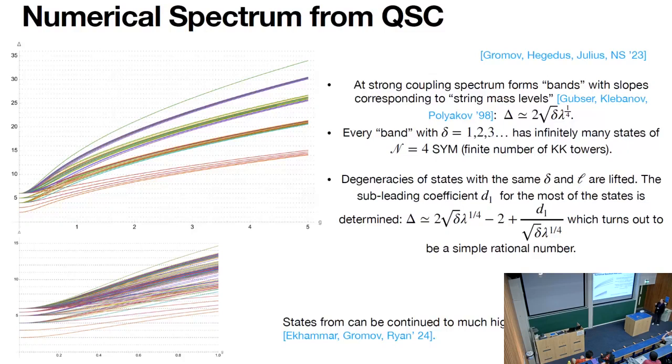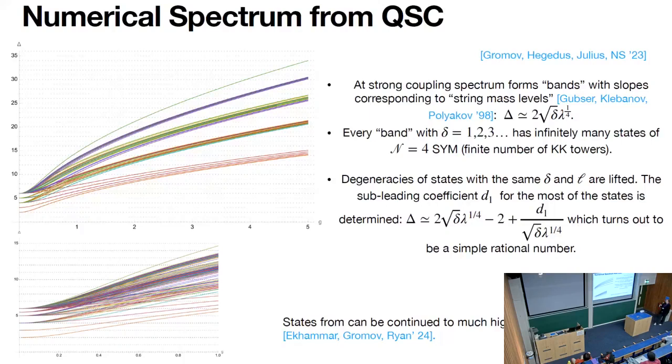Here I presented the numerical spectrum of single trace operators. We track them from weak coupling to strong coupling. Weak coupling data can be obtained, and then numerically you continue the spectrum to strong coupling. So in principle numerically we have the spectrum, and what do we see? The first obvious observation is that, yes, indeed the spectrum forms bands with slopes corresponding to string mass levels. So there is a correspondence, and we also see that it matches that in every band we have some infinitely many states.